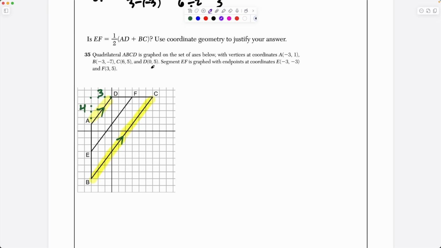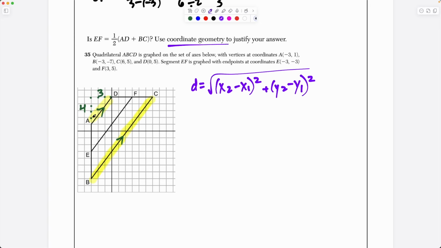So first, I just want to look at some information from earlier in the question. So we have the coordinates of all of these points here, and we have the graph from before. So when they say use coordinate geometry, there's a few different ways we could do this to justify this equation. We could use the distance formula, which says the distance between 2 points is equal to the square root of x2 minus x1 squared plus y2 minus y1 squared. So we could use this formula, or we could use the graph and just use the Pythagorean theorem.